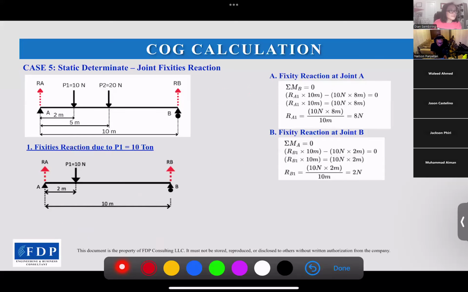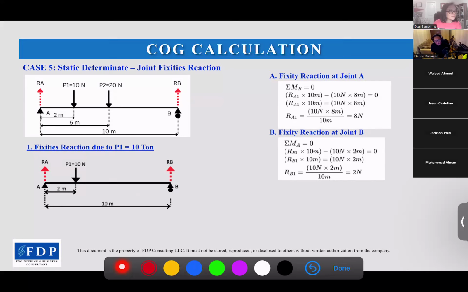And then case 5, we have two different loads, P1 and P2. P1 is 10 newtons, at a distance of 2 meters from A. And P2 is 20 Newton, 5 meters from A. The total A to B is 10 meters. Then how to find the joint reactions?